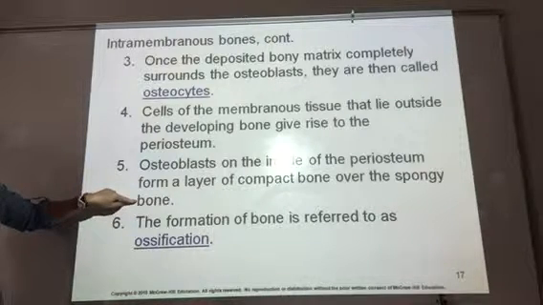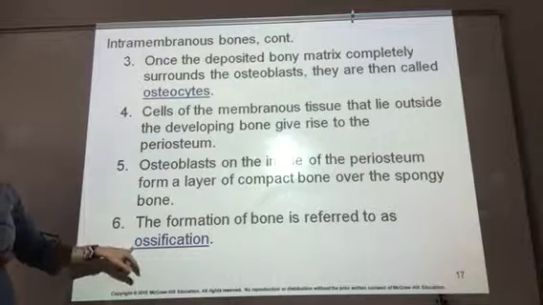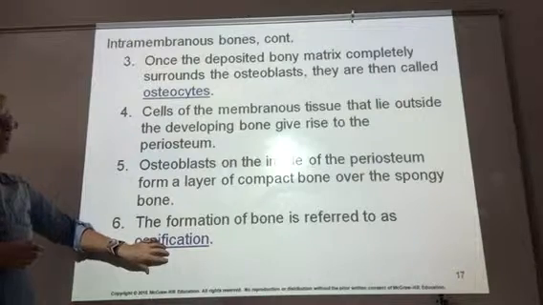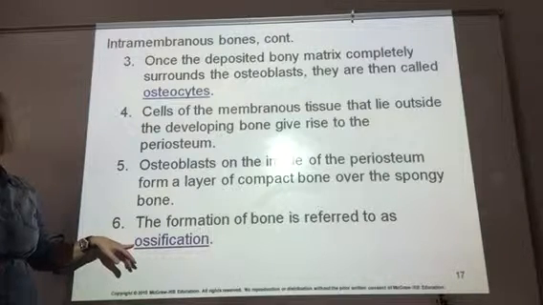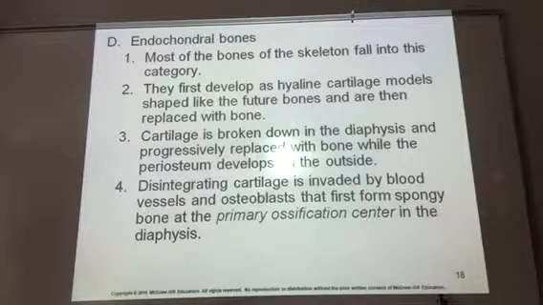So notice spongy bone is formed first, compact bone is formed second, and when the bone is forming, that's called ossification. Ossify means to harden. My bone is going from spongy to compact, or it's going from cartilage to actual bone tissue. That would be ossification, or hardening, ossifying of the bones. Most of your others, like I said, are intramembranous, specifically the skull. Endochondral bones are most of the other bones.